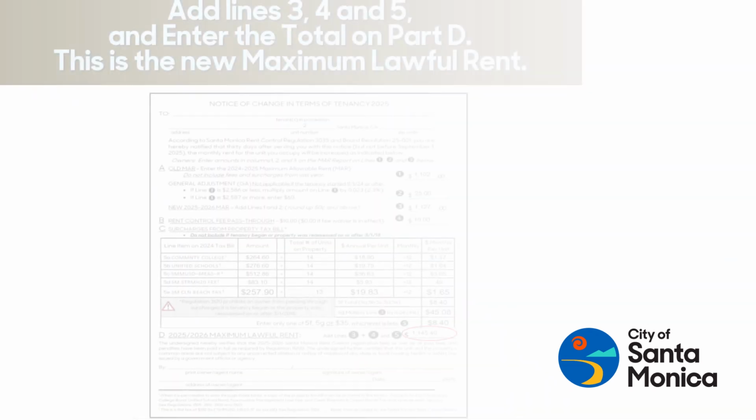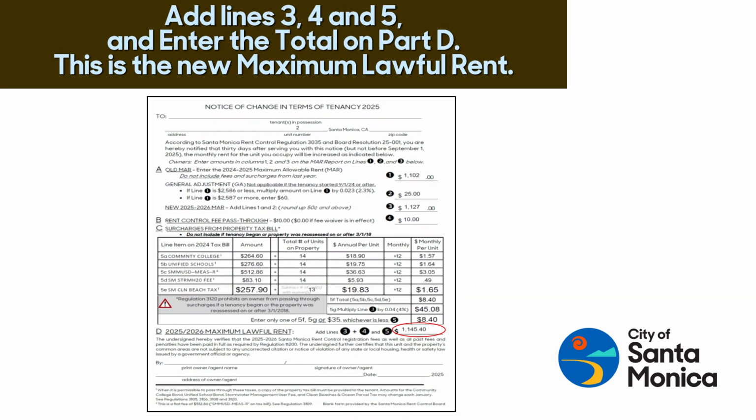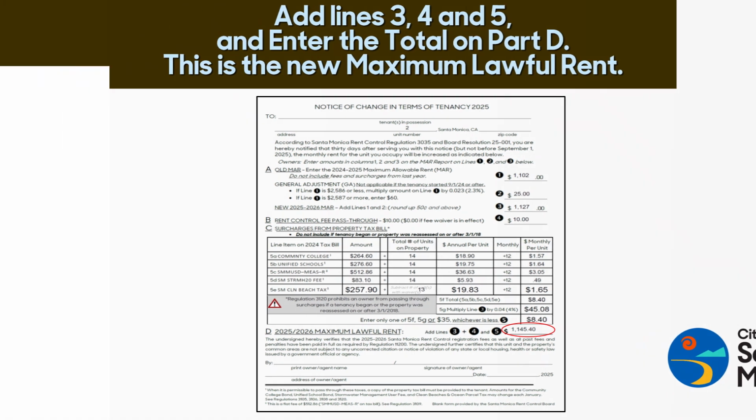The total of lines 3, 4, and 5 is the maximum lawful rent. Enter the exact amount. Sign your name and date the form. Now you are ready to send the form to your tenants with a copy of the property tax bill.